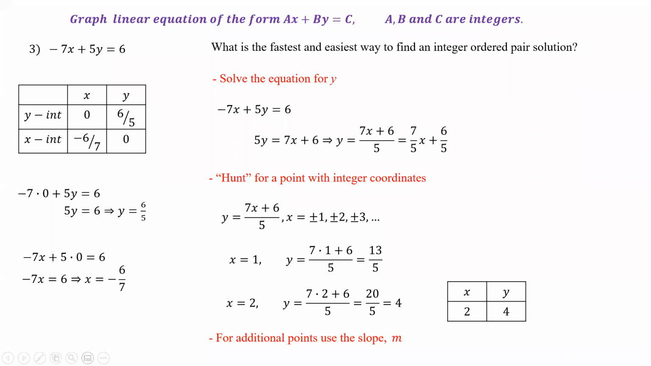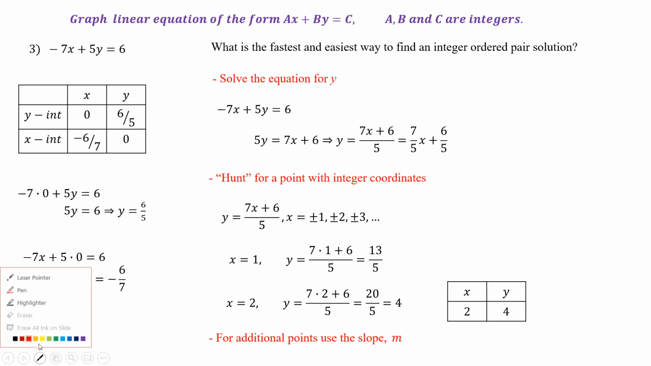This is the third example of a linear equation of the form ax plus by equals c, where a, b, and c are integers, and this time it's negative 7x plus 5y equals 6. In my previous video, I found the intercepts.